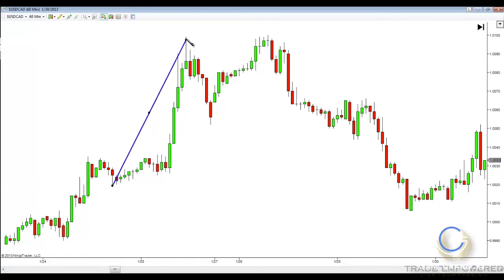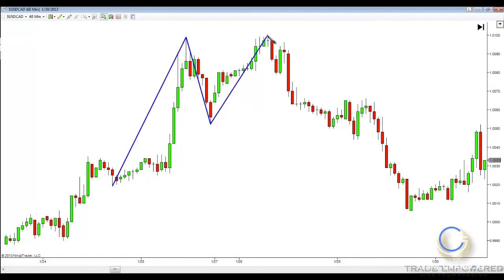So we have our X to A. We have our A to B. We then retrace really deep for our C completion. But if you look closely, you'll see that price action actually spikes past our A leg by a single tick, making this an invalid pattern.